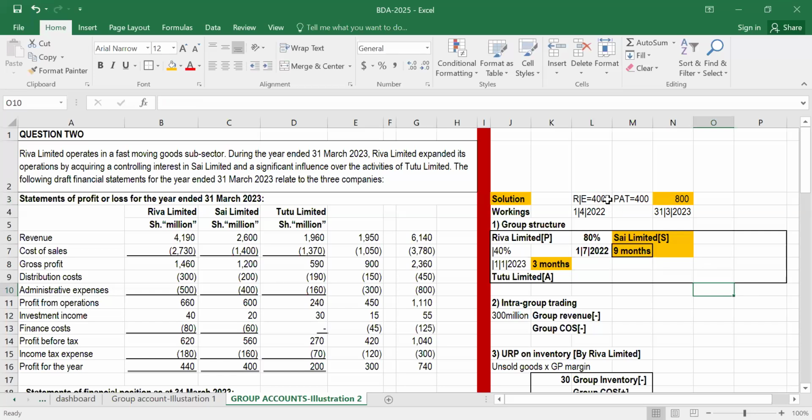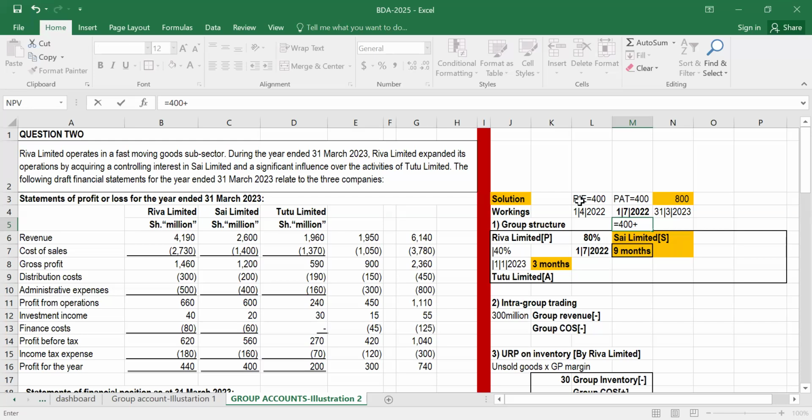What are we interested in? We're interested in the retained earnings on this date, the date of acquisition. How do we get the retained earnings on the date of acquisition? We take the retained earnings at the start, this one, 400, and then to this we add what? Remember, this subsidiary was acquired 9 months to the end of the year. So that means it was acquired 3 months after the year started.